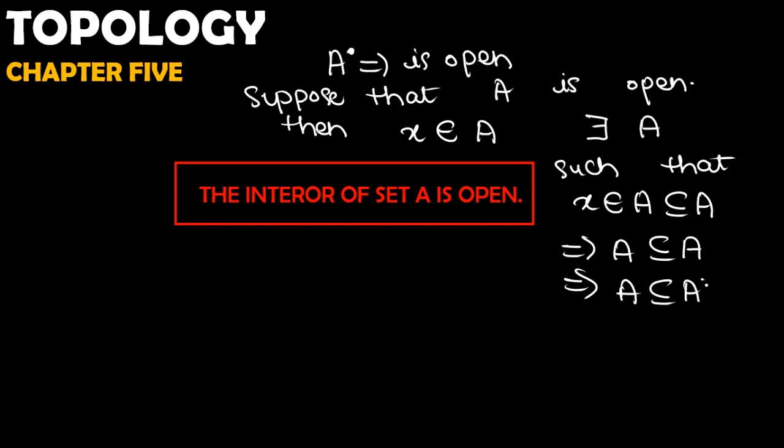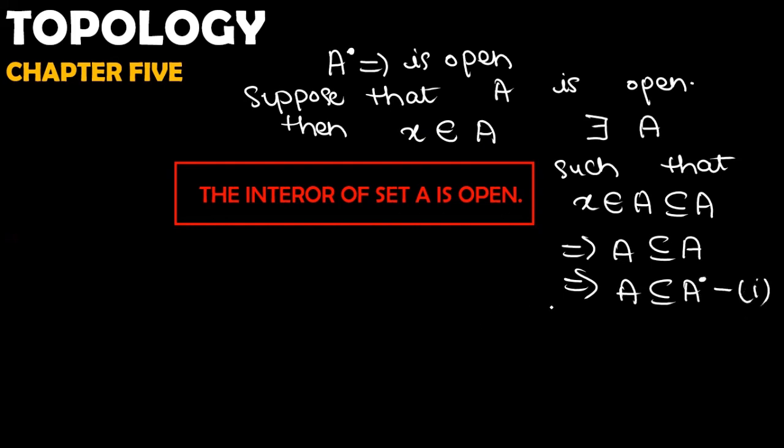What we have done here: we want to show that A interior is open. We have supposed that A is open, and then we take any element X belonging to A, and there exists an A which is an open set. So X belongs to A, and A is a subset of A itself. Then, as A is an open set, A is a subset of A interior. Okay, this is equation number 1.